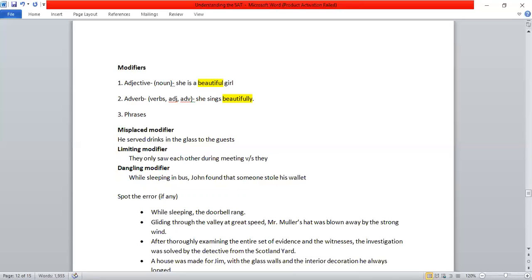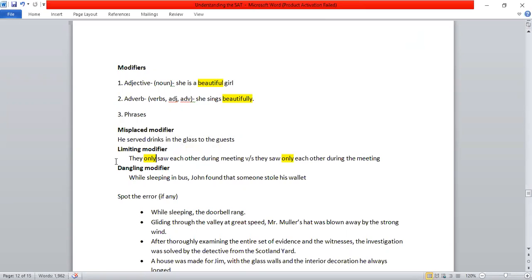So now what I'm doing is "saw each other." I'm going to say they saw each other. So they saw only each other during the meeting. They saw each other during the meeting. They only saw each other during the meeting. They saw only each other during the meeting. The term that changes over here is "only." It changes its position, which makes a lot of difference in the meaning.